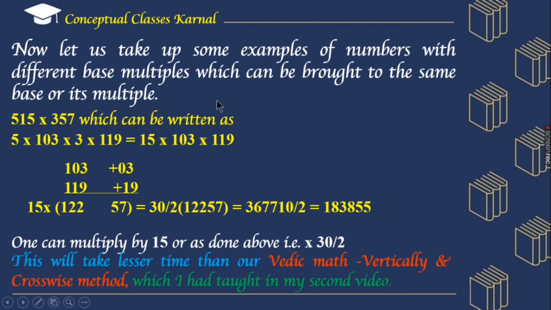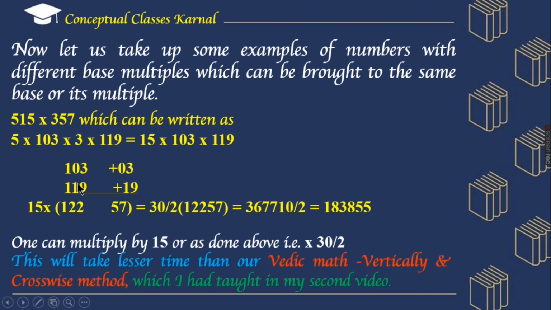Now let us take one example where the two numbers have different bases and they can be brought to the same base. Here we have taken an example of 515 multiplied by 357. What we can do is, if we divide 515 by 5, we get 103. And if we divide 357 by 3, we get 119. So we now have two numbers, 103 and 119, which can be multiplied by the above method.